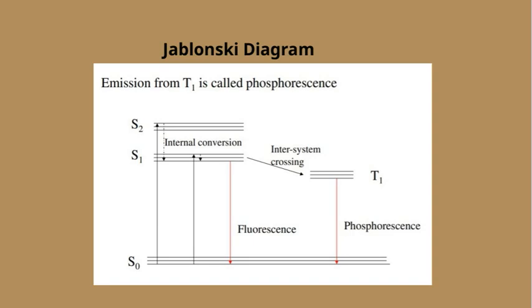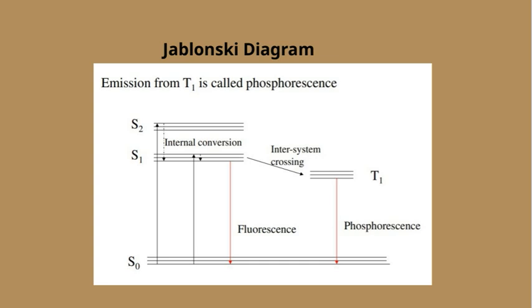Let's take a closer look at the Jablonski diagram. This diagram is a fundamental tool for understanding how molecules absorb and emit light. It visualizes the different electronic states a molecule can occupy and how it transitions between these states. The key points here are the excited states, which are higher energy levels, and the ground state, which is the molecule's lowest energy state. When a molecule absorbs a photon, it jumps from the ground state to an excited state. From there, it can relax back down through different pathways, including fluorescence or phosphorescence, emitting light in the process.